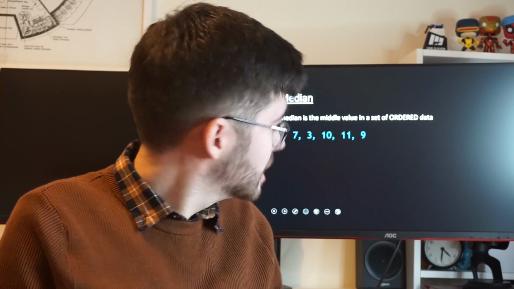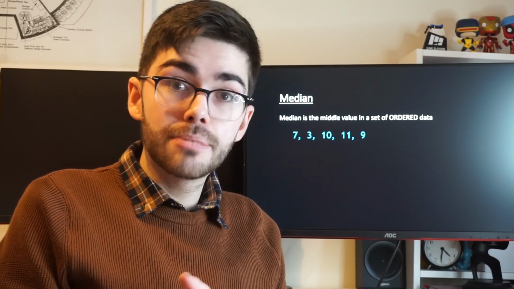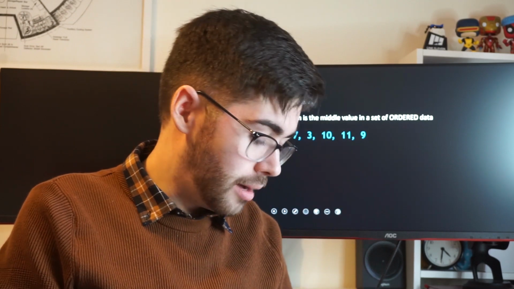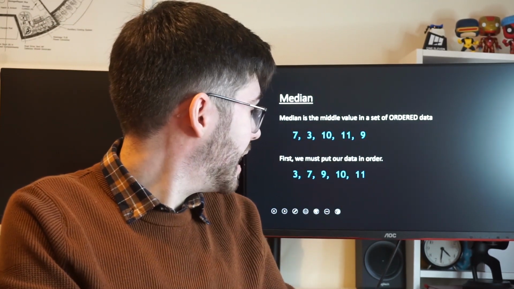So let's have some numbers. The same numbers again, 7, 3, 10, 11, and 9. Let's put them in order, starting with the smallest. That would be ascending order, going up. Okay, putting them in order, 3, 7, 9, 10, and 11.